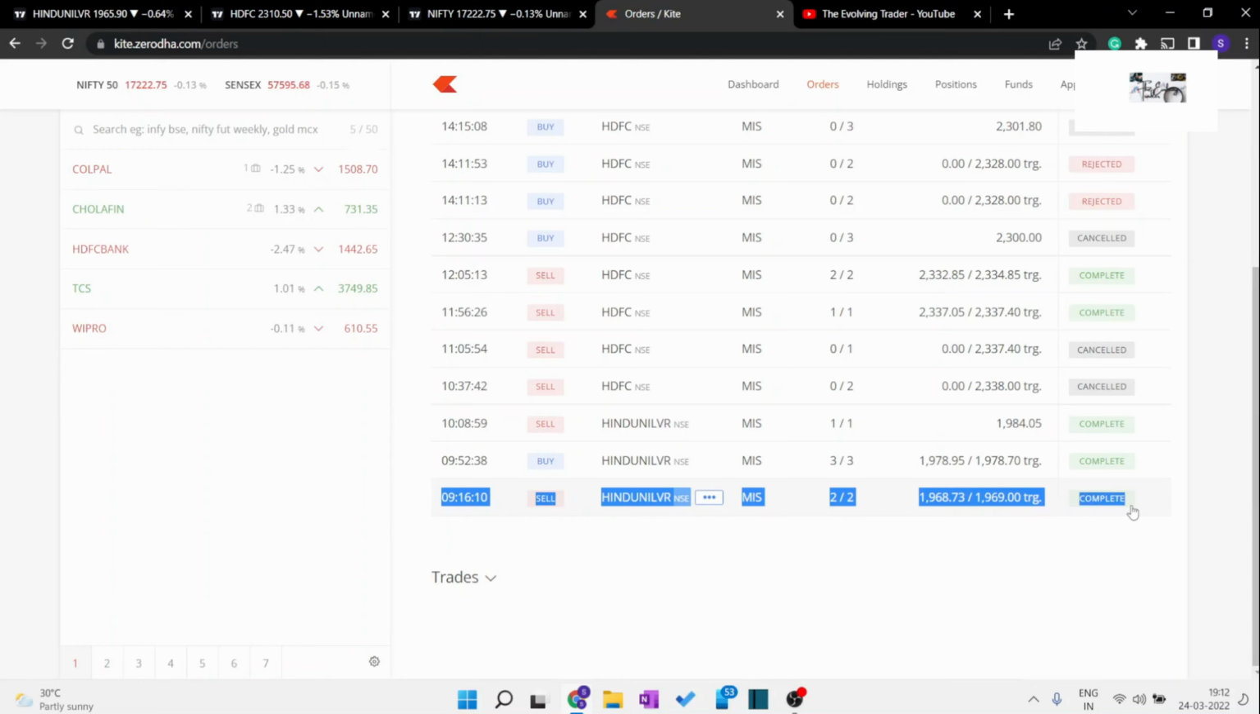As you all know, my half quantity got ejected at 1969, and this was the order. I'll select it for you. Hindustan Unilever at 9:16, immediately I got my quantities. The order was placed for 1969 and I got it at 1968.7, two quantities, which is half quantity.